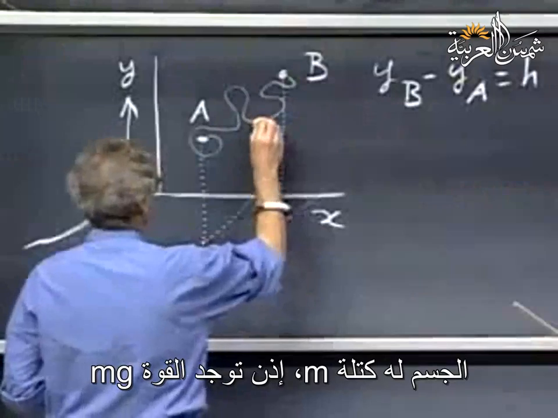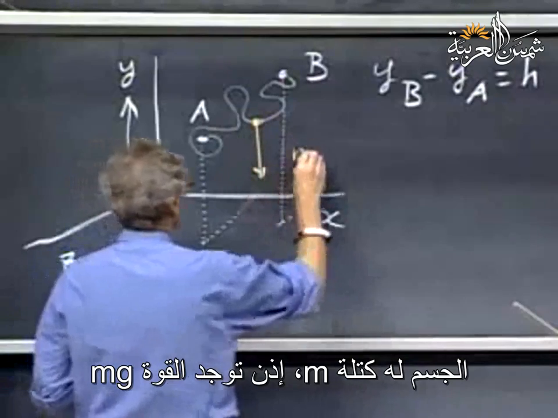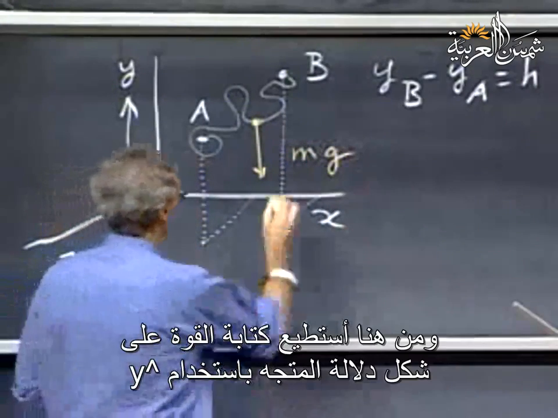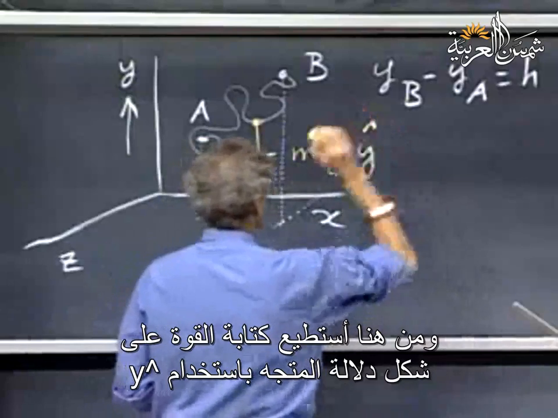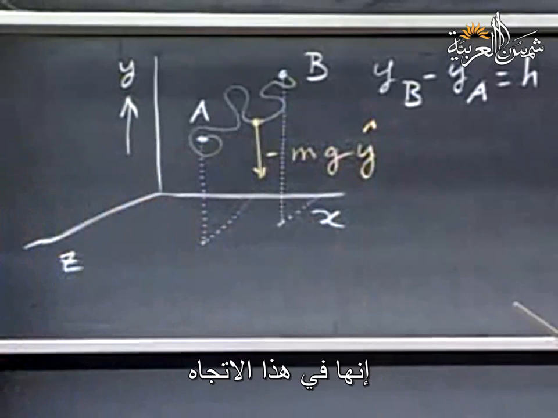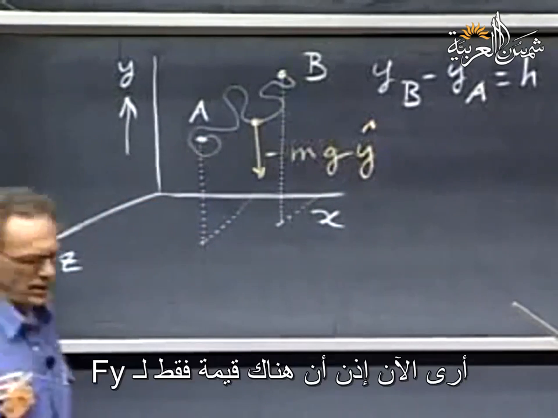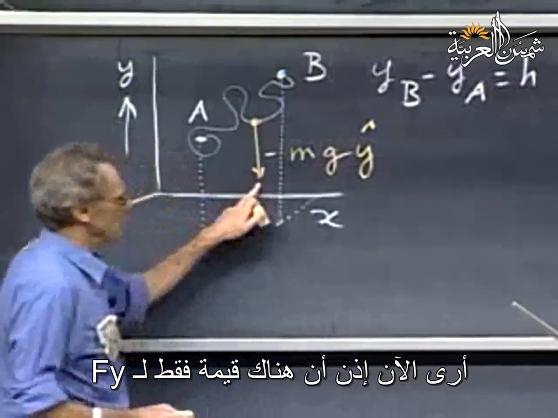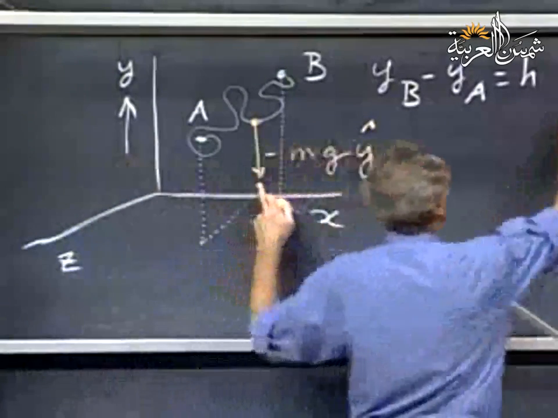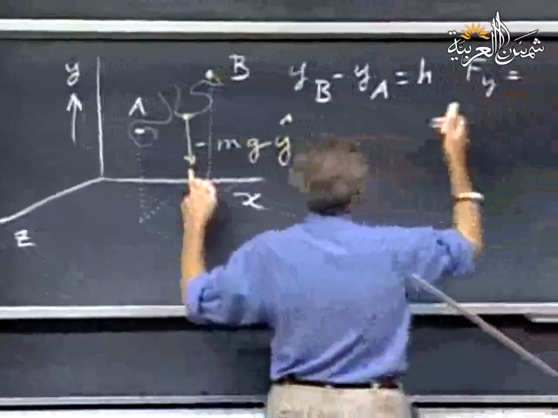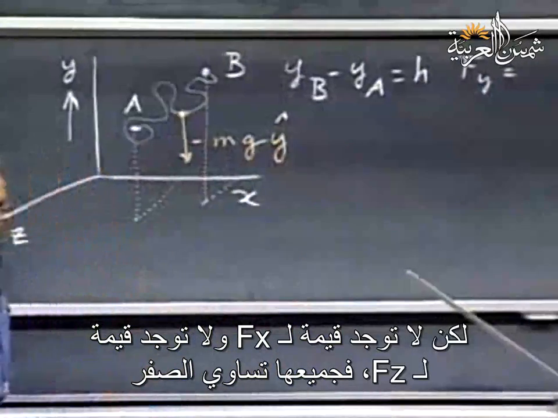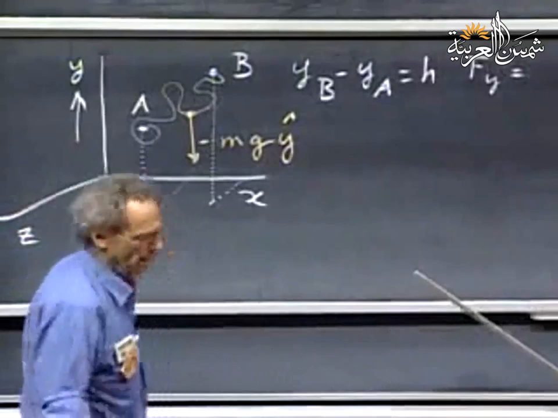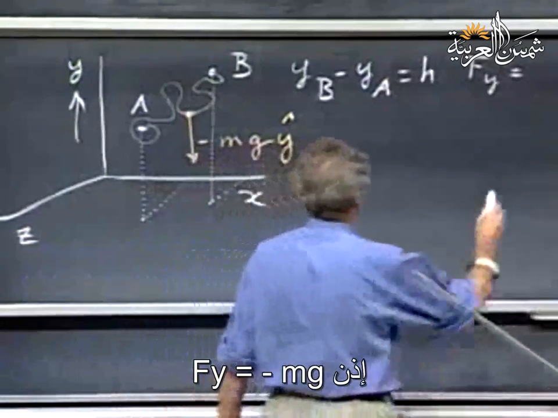I only want to know the work that gravity is doing. The object has a mass m, and so there is a force mg, and I can write down the force in vector notation. It's in this direction. So now I notice that there is only a value for f of y, but there is no value for f of x, and there is no value for f of z. They are 0. And so f of y equals minus mg.